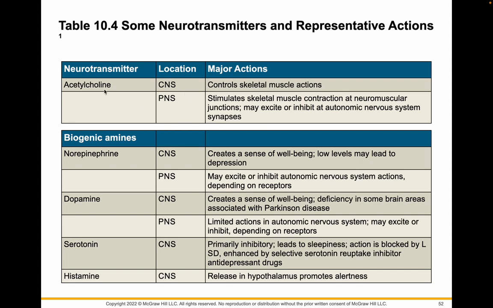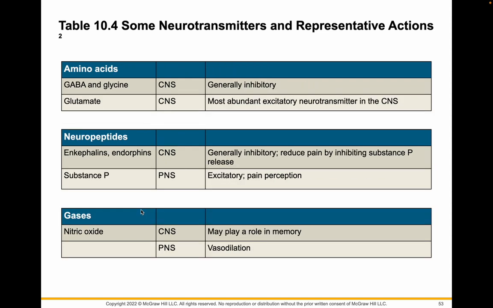That is cray-cray. So here is a neurotransmitter, acetylcholine, and it controls skeletal muscle actions in both the central nervous system and peripheral nervous system. And then there are other neurotransmitters, and you've heard of these, right? Norepinephrine, dopamine, serotonin, histamine. So all of these also affect the central nervous system, peripheral nervous system, or both, and in different ways. You do not need to memorize how these affect the body. There's GABA. That's a big one right here. GABA is a common one.